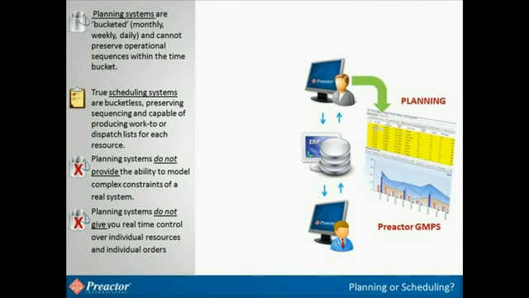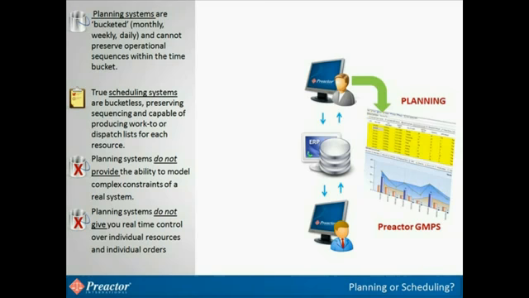So planning systems, with no access to what should be happening at any time during the schedule horizon, cannot give you a true model that can predict what will happen at some point in the future. They cannot give real-time control of resources or individual orders.